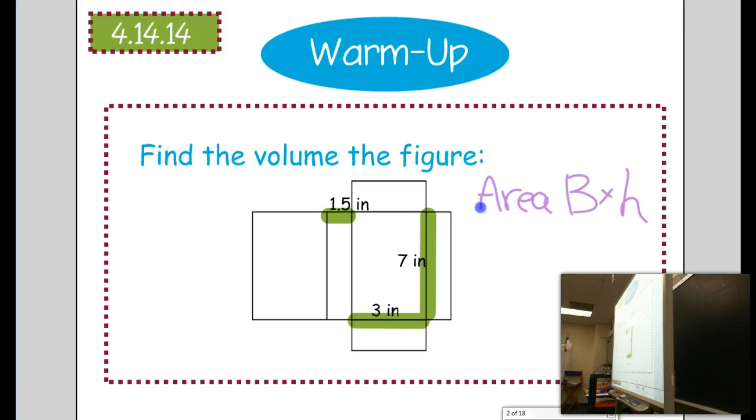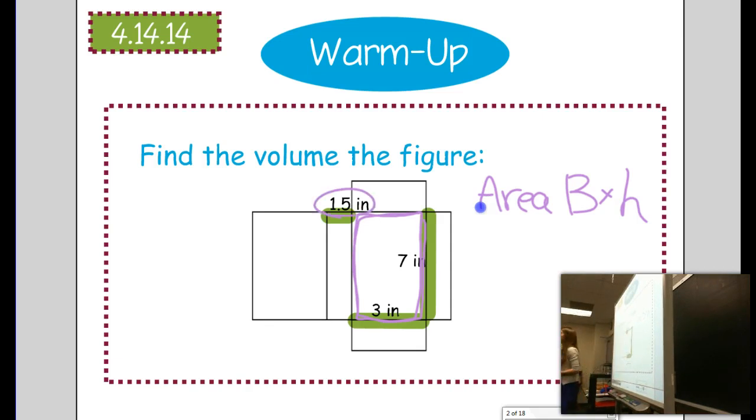Kaylee, which number is the height of that prism? Let's say I call this the base. The purple's the base. What number would be the height of the prism? Try again. The only other number up there. 1.5. 1.5 would be the height.